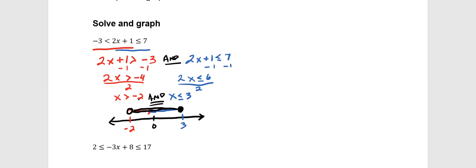Okay, so what we're going to do is take this same problem and solve it a different way, and actually what I think to be the much easier way. So let's rewrite the problem: -3 is less than 2x plus 1 is less than or equal to 7. And let's begin to solve this problem.